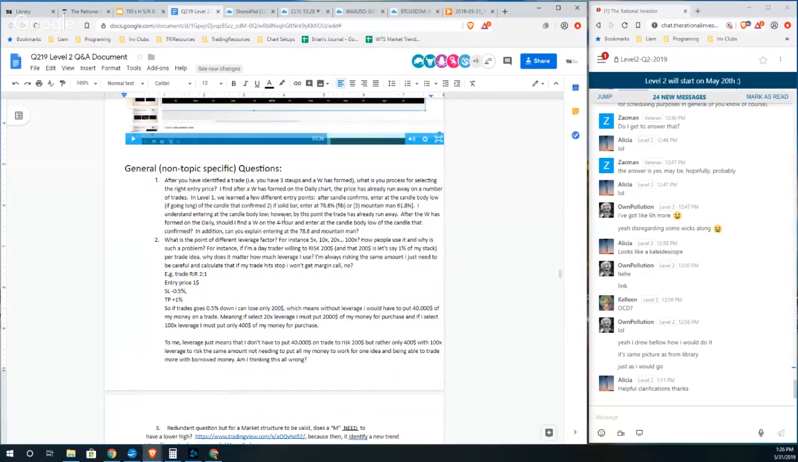Have you identified a trade? I have 3 setups and a W form. Let's try, everybody, I'm not even sure what you're saying here. Steeps? I think what you mean is setups, but let's try and be a little bit crisper about this, right? 3 reasons. W is one of those reasons. So let's try and be a little crisper with our conversation here.